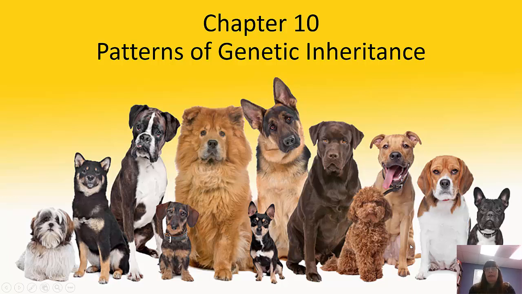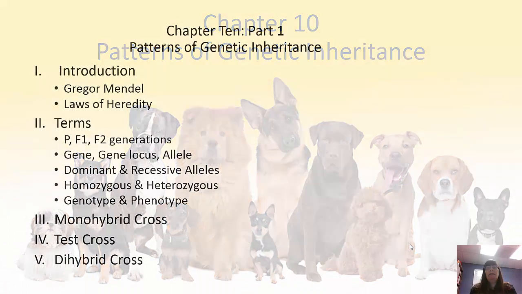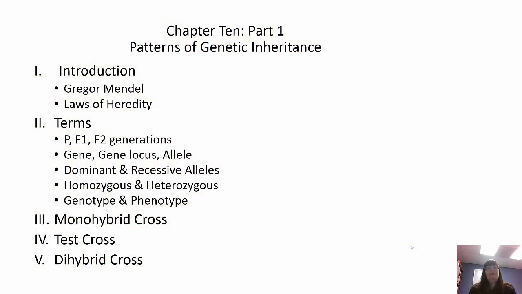Okay, so we are going to talk about genetics today, chapter 10 in your book. We're going to start with the patterns of genetic inheritance, and we're going to talk about Gregor Mendel and his laws of heredity. We're going to talk about some terminology and then how to do crosses.